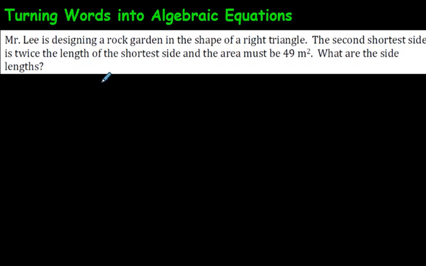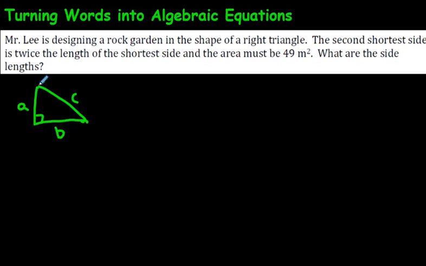Okay, let's look at this question here. Mr. Lee, he's designing a rock garden in the shape of a right triangle. Let's quickly draw a right triangle here. A right triangle means that there's one 90-degree angle. That's a terrible looking 90-degree triangle. I apologize. We'll call this A, B, and C. Those are the 3 sides.